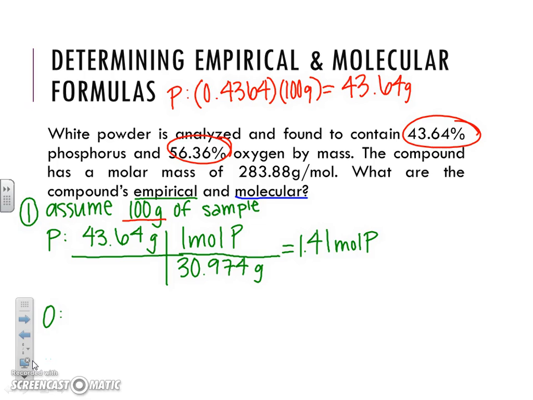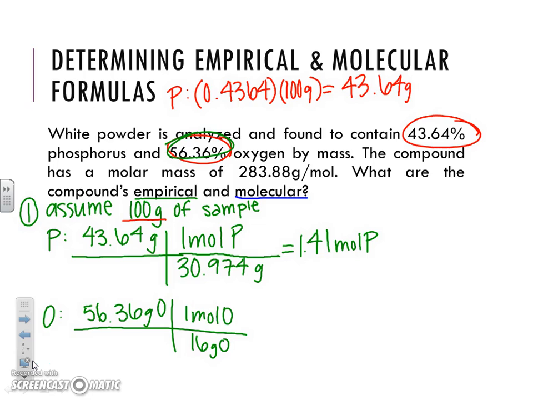We have 56.36 grams of oxygen. I got that from the percentage of oxygen right here. I'm going to use the molar mass of oxygen, which is 16 grams, to calculate the moles of oxygen involved, and that is 3.52 moles of oxygen. So now I know that for every 1.41 moles of phosphorus, I have 3.52 moles of oxygen.